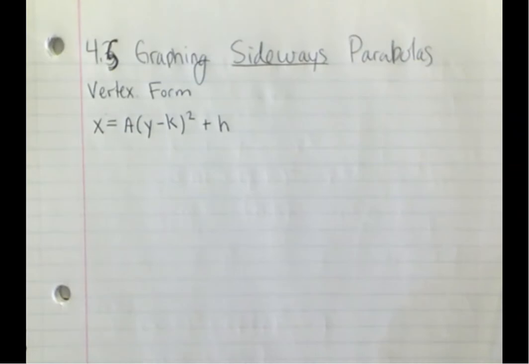Okay, what is different between this and that? It's switched. What is switched? The K and the H, and the X and Y. Okay, when X and Y are switched, you have inverses. A sideways parabola is the inverse of an up and down parabola. We're not doing inverses, but that's what's happening. So here we go.